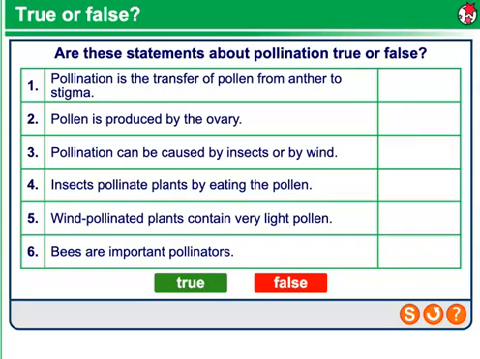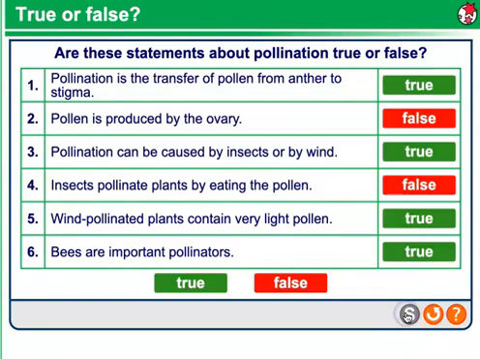Number 4, insects pollinate plants by eating the pollen. Number 5, wind-pollinated plants contain very light pollen. And number 6, bees are important pollinators. How well did you do on these questions?